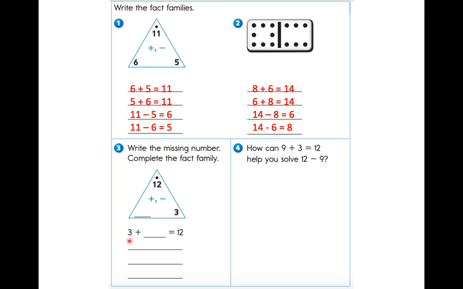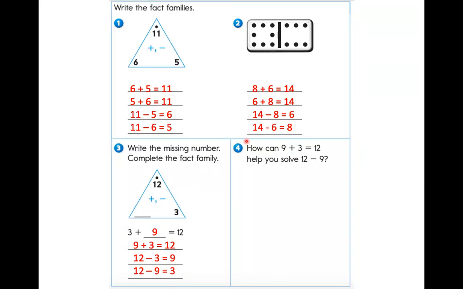Starting at 3, count on. 4, 5, 6, 7, 8, 9, 10, 11, 12. So if you counted on 9, you are correct. So 3 plus 9 equals 12. Turn it around. 9 plus 3 equals 12. And then our two subtraction facts, we have 12 minus 3 equals 9. 12 minus 9 equals 3.